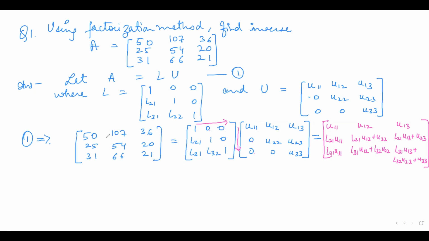Now, as we know that this matrix is equal to this matrix, so equal matrices are always comparable. Comparable means that their corresponding values, like this value would be equivalent to this value. So what we need to find out here? I need to find out the inverse. For that, I need to find out first of all what is L and what is U. That means the unknown values L21, L31, L32, U11, U12, and so on, all the U's. So how could I find them? By comparing these two matrices.